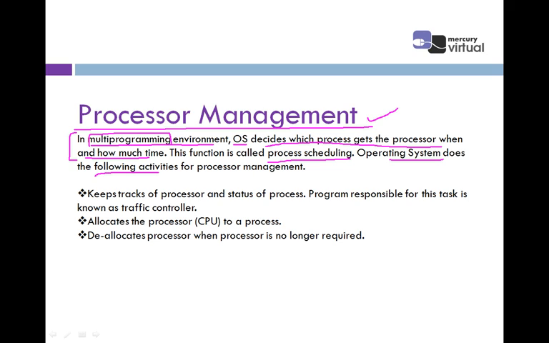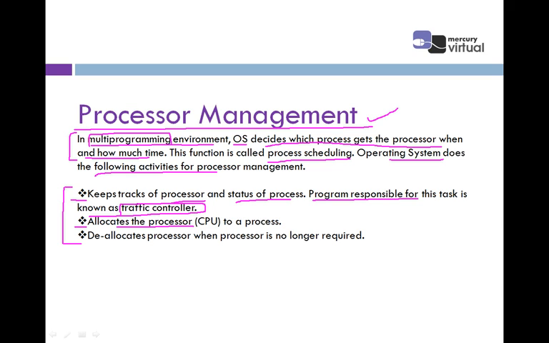The next line says the operating system does the following activities. These are the main points. In the same way as I discussed in memory management, different points, different activities are highlighted with the help of a point known as activities. So take up the first point. The first point says it keeps track of the processor, means it keeps track of which processor is used, and the status of the process, whether the process is in the running stage, waiting stage, or terminating stage. So processor management keeps track of the processor and the status of the process. The program responsible for this task is known as the traffic controller. So there is a term traffic controller that is responsible for processor management and keeps track of the processors.